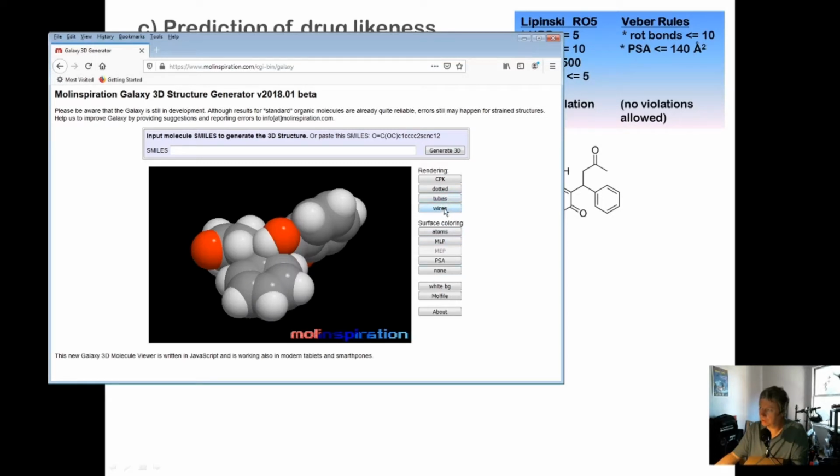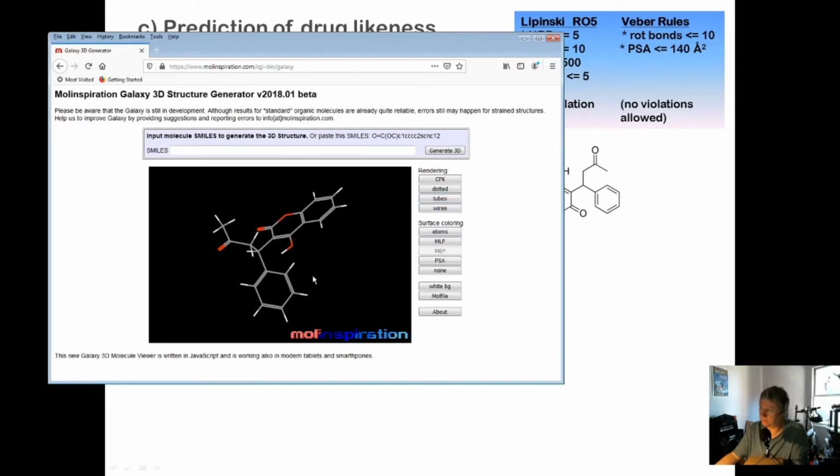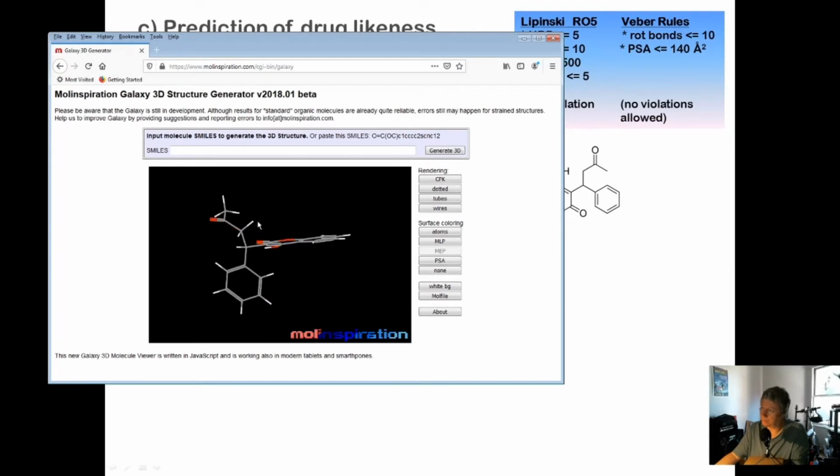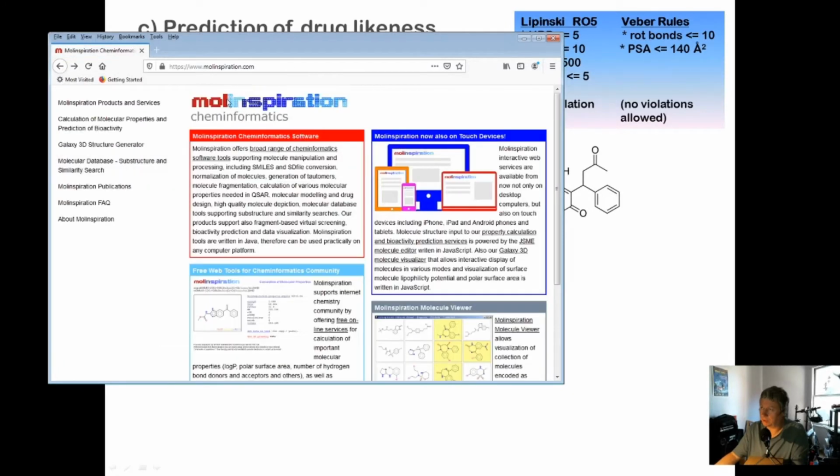I like the tubes. And there it is, the coumarin structure with the benzene, and there's a methyl ketone right there. Okay, so let's go back to Molinspiration, and we're going to do calculation of molecular properties and prediction of bioactivity. We're not going to do the prediction of bioactivity tool. We're just going to use molecular properties, which are what we use for Lipinski and Weber.